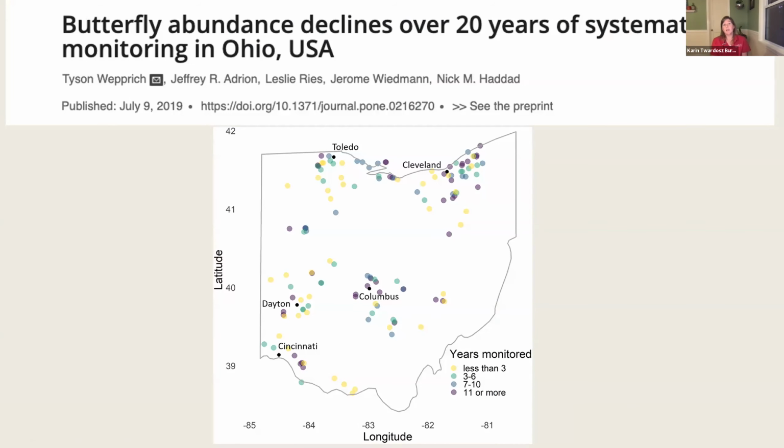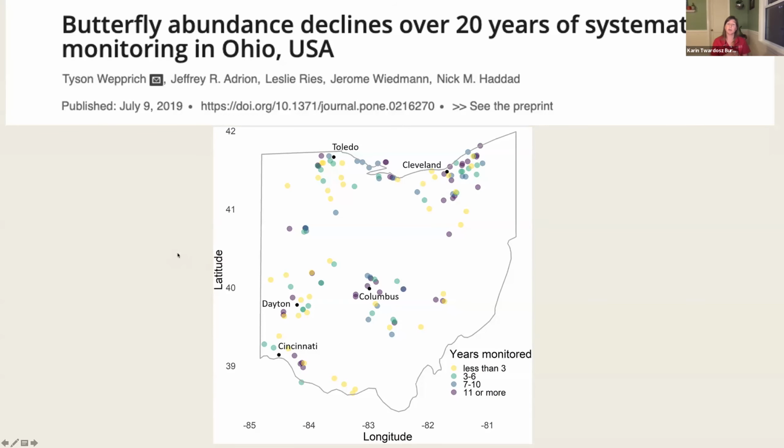And there's reason to be potentially concerned about this. We have a number of studies that you may have heard of showing insect declines. This is a very nice one that came out and is available through an open source license, so you don't have to have a subscription to the journal to access it. And in this study, citizen scientists did surveys across the state of Ohio on a very wide range of sites over up to 20 years of monitoring.